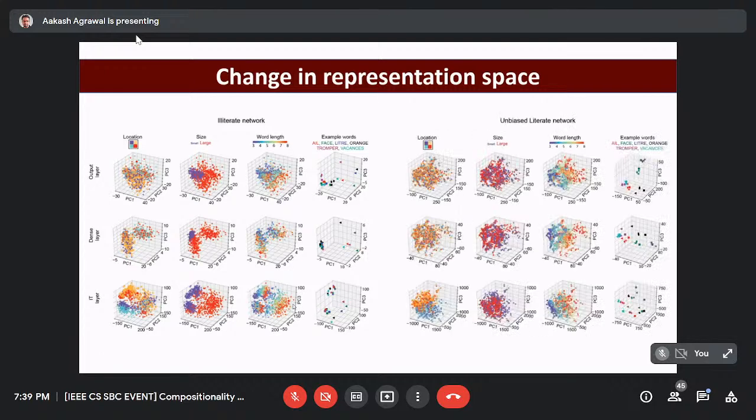Now, doing the same analysis on the literate network, we can see the changes in the IT layer itself. Here the grouping is based on left versus right: the yellow and the red are grouped together compared to the blue colors. And this could also indicate the nature of the stimulus.